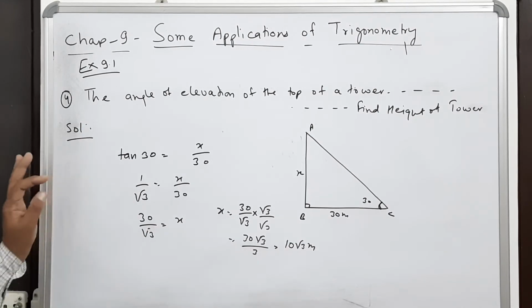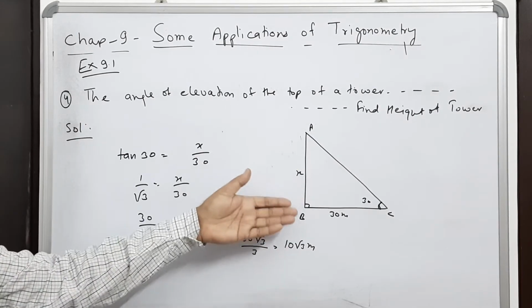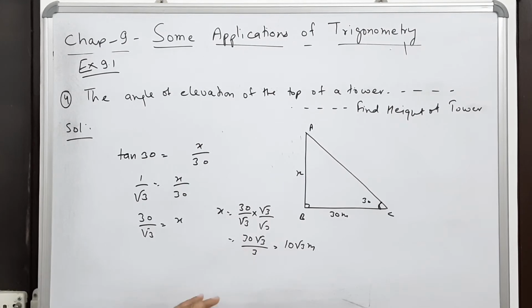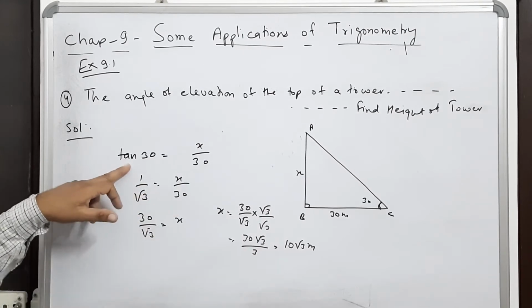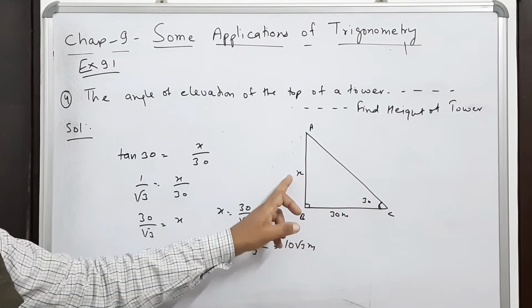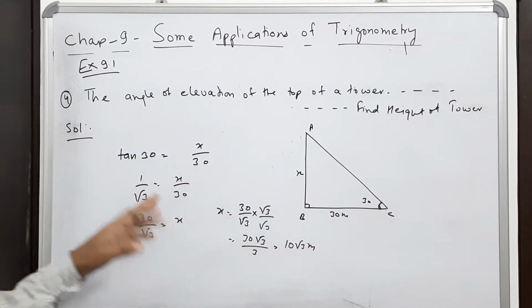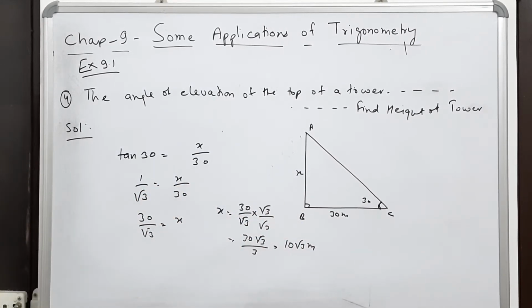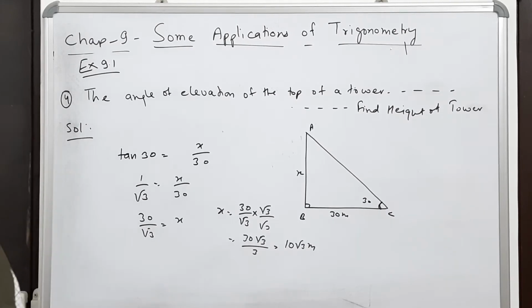In this way we can find it. Because I already explained many problems, I explained this one fast, but I hope you all understood. Once more, tan 30 is P upon B, perpendicular upon base, the remaining part is the same as I explained in the starting of this chapter. I am taking the next problem which is a little different, and in that problem two angles are used.